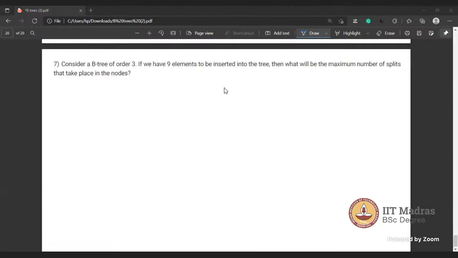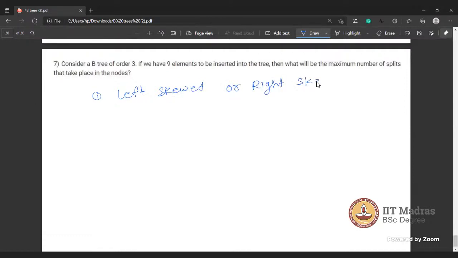I mean, the root node should have one element, first of all. Yes, one key. So when it will be left skewed or right skewed, then it will be maximum, right? Yeah, sir. Every value is greater than the previous, like increasing order or decreasing order. Then it will be maximum.